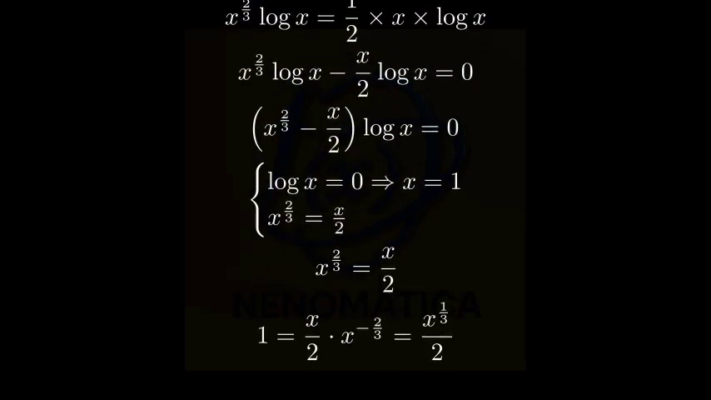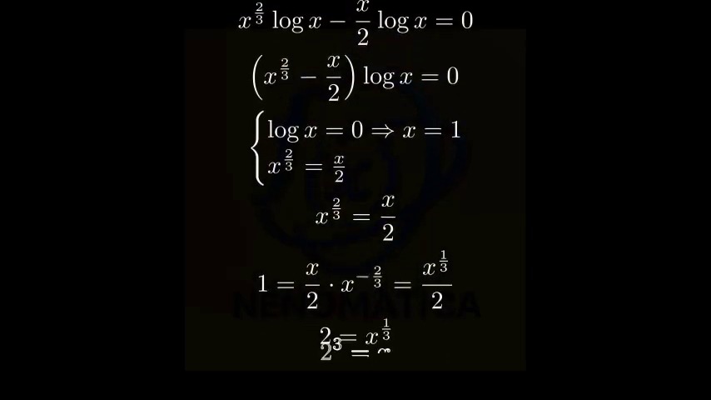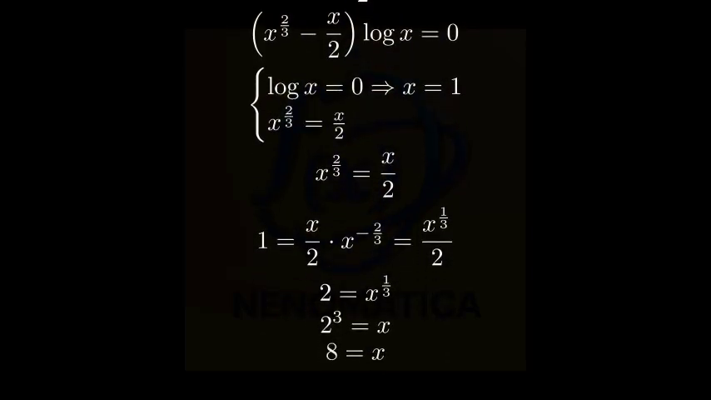First, multiply both sides by x to the power of minus 2/3 to get 1 equals x over 2 times x to the power of minus 2/3, which simplifies to 1 equals x to the power of 1/3 over 2. Multiplying both sides by 2, we get 2 equals x to the power of 1/3. Cubing both sides, we find that x equals 8.